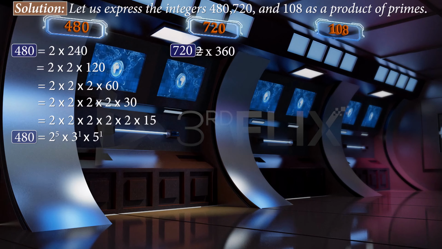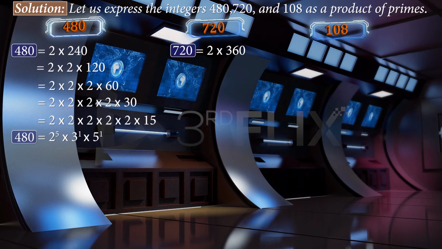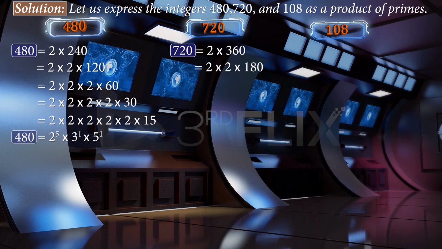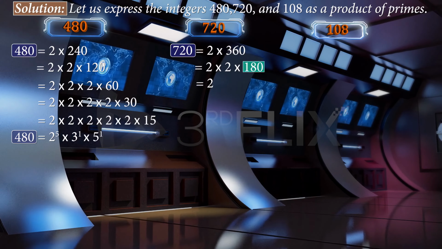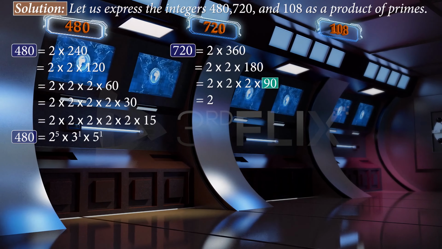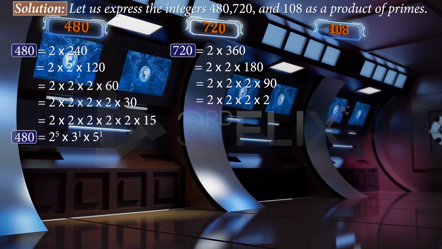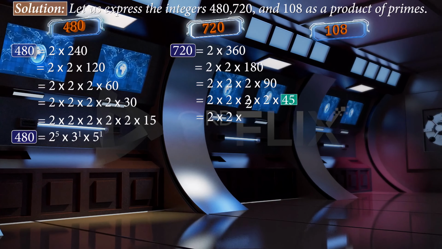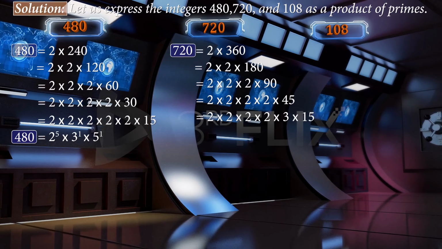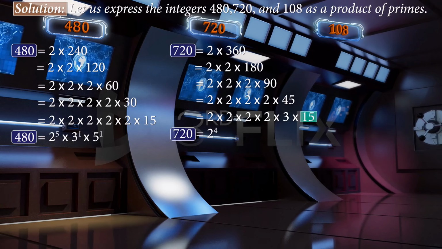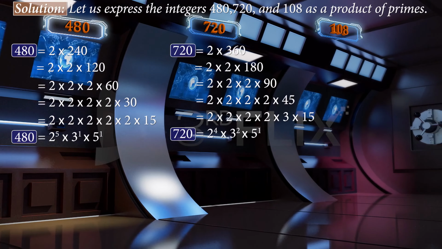720 is equal to 2 into 360, is equal to 2 into 2 into 180, is equal to 2 into 2 into 2 into 90, is equal to 2 into 2 into 2 into 2 into 45, is equal to 2 into 2 into 2 into 2 into 3 into 15, which is equal to 2 power 4 into 3 power 2 into 5 power 1.